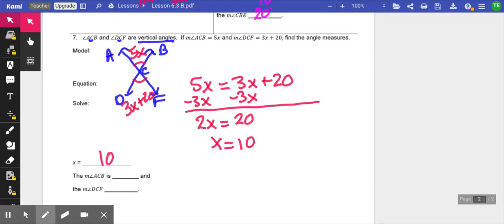My x is 10. Then I plug back in. 5 times 10 is 50. I don't really have to plug in the next one, but I like to just to make sure they're actually equal. 3 times 10 is 30. 30 plus 20 is 50. Yep, they're equal. So I know I'm good. So this one is 50, and this one is 50.